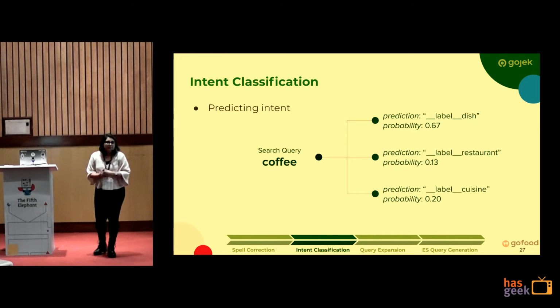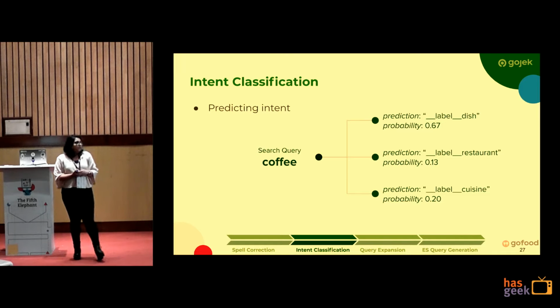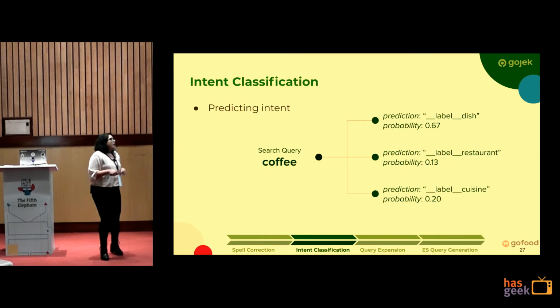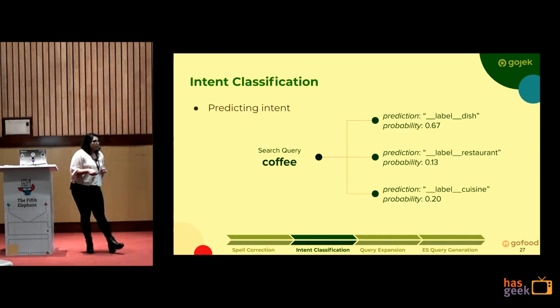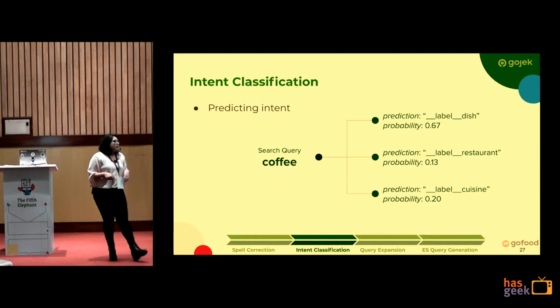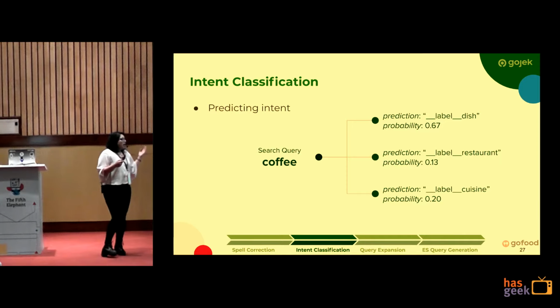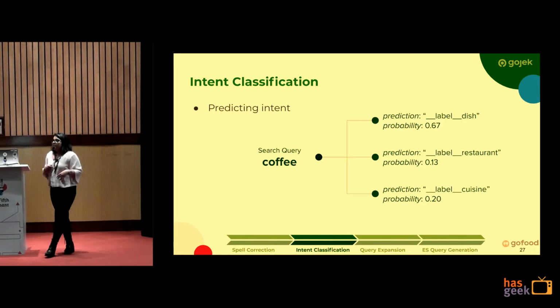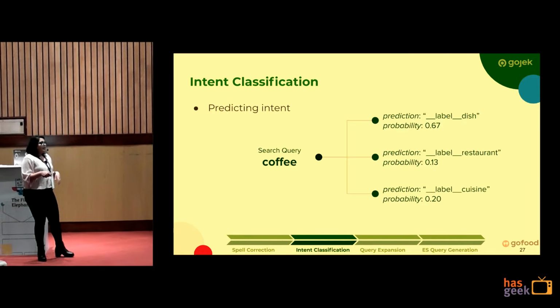So how do we actually predict the intent? We use fastText to give us an output probability of what each label can be. When we have a search query, coffee, for the prediction label dish, the probability is 0.67%. The algorithm will predict the label restaurant with a probability of 13%, and the probability of it being a cuisine at 20%. These probability values that you see over here are what are eventually sent to Elasticsearch.